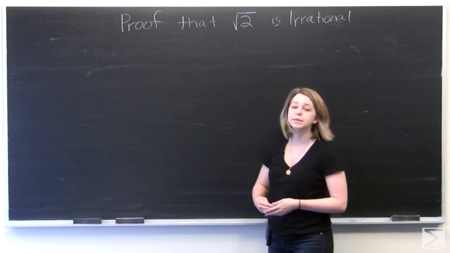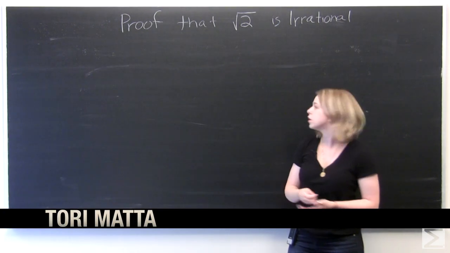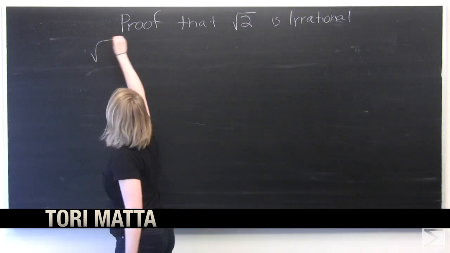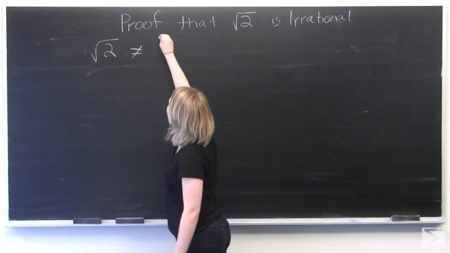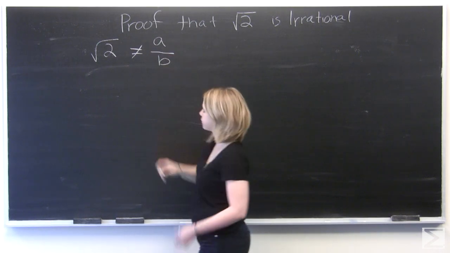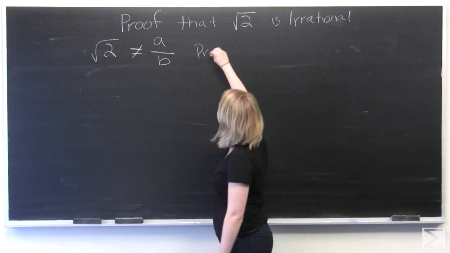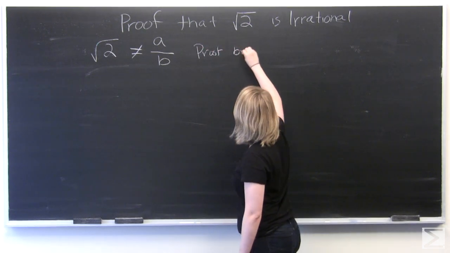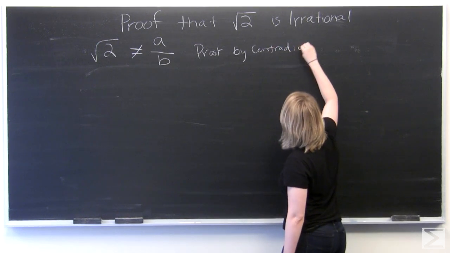Here today we're going to be proving that the square root of 2 is an irrational number. That means we're going to be showing that square root of 2 cannot be expressed as an integer a over an integer b in a fraction. In order to explain that, we are going to be using proof by contradiction.